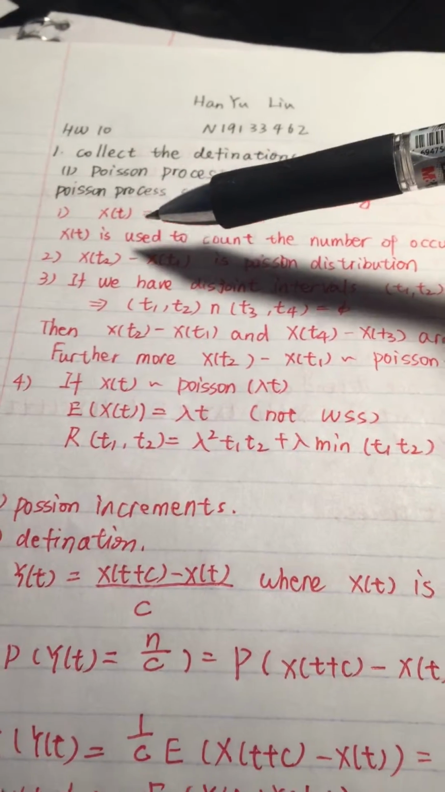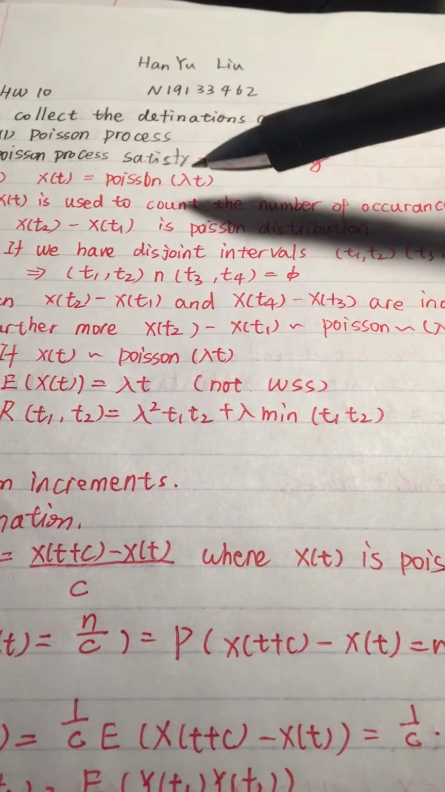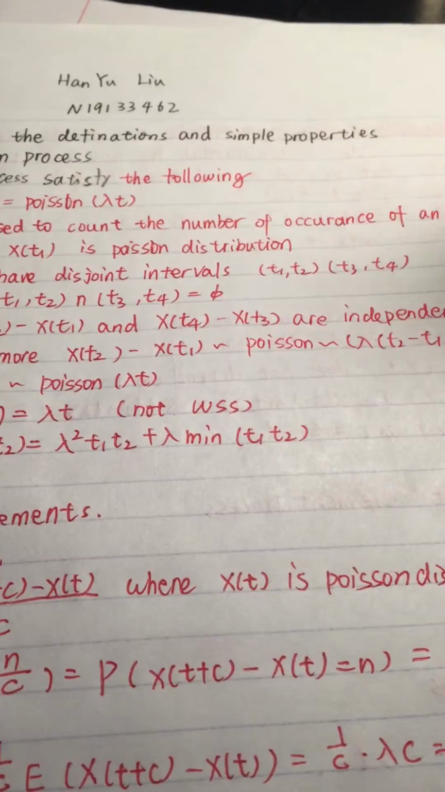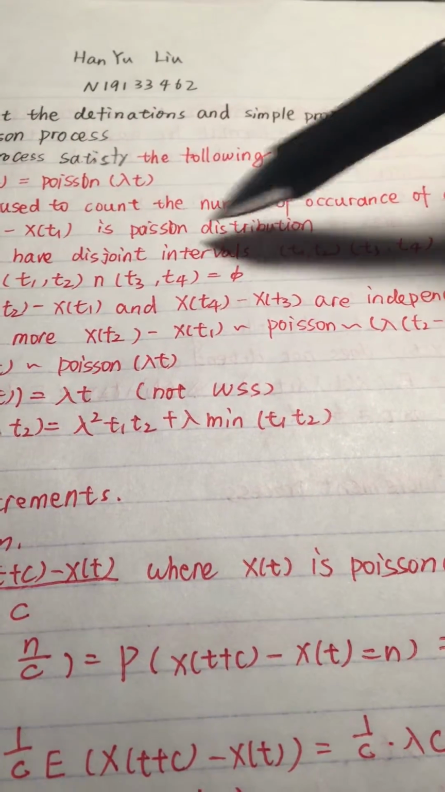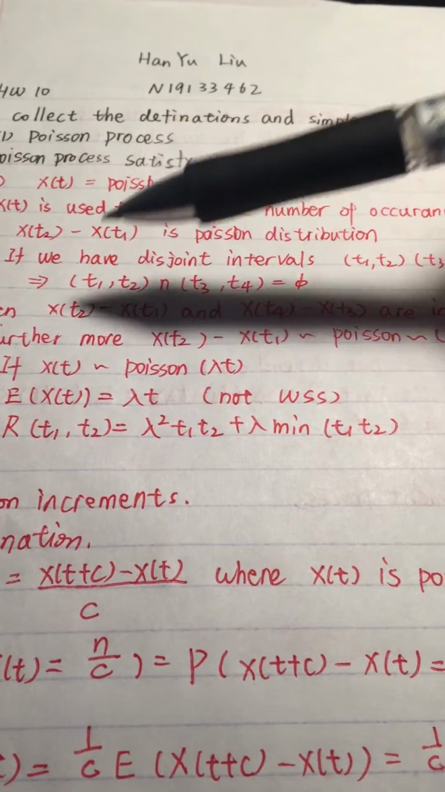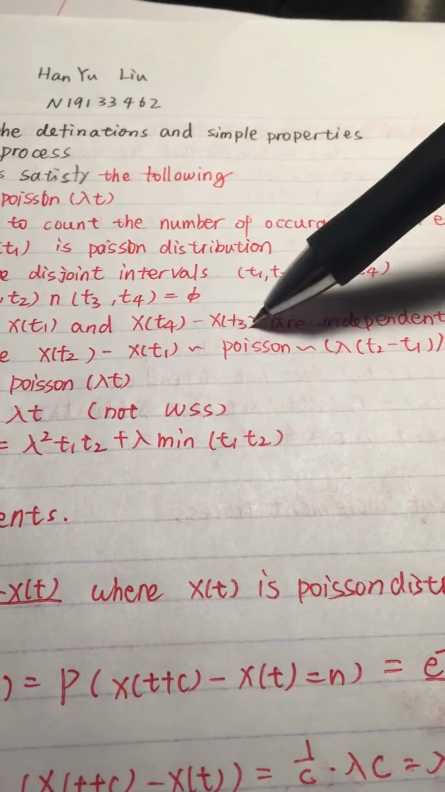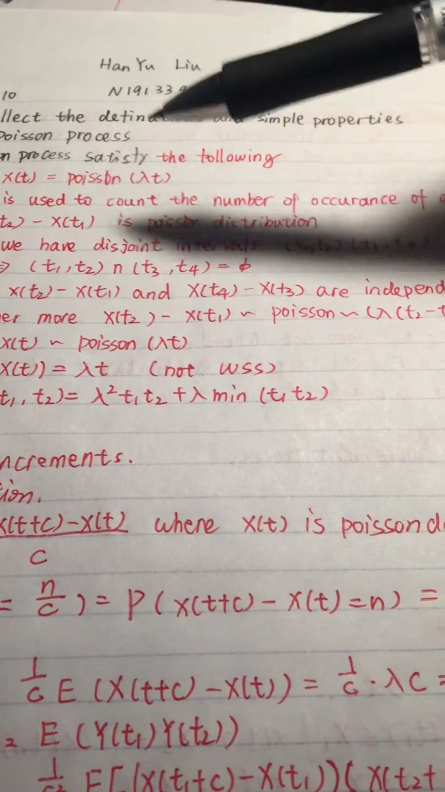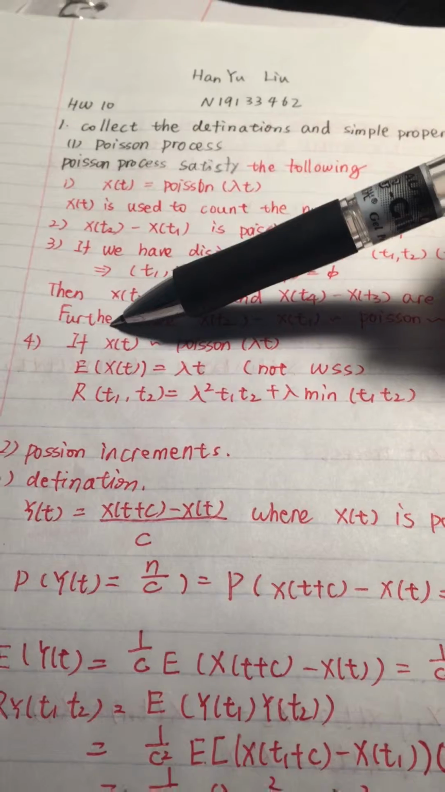The second property is that X(t2) minus X(t1) is also a Poisson distribution. If we have disjoint intervals t1 to t2 and t3 to t4, that is, these two intervals have no intersection, we know that X(t2) minus X(t1) and X(t4) minus X(t3) are independent. Furthermore, X(t2) minus X(t1) is also a Poisson process.